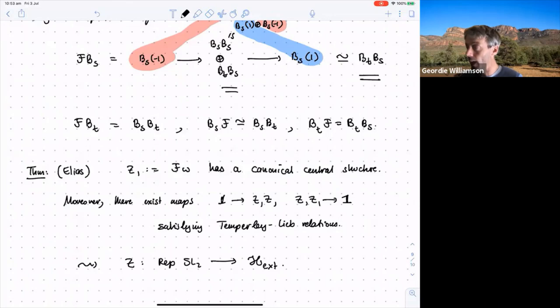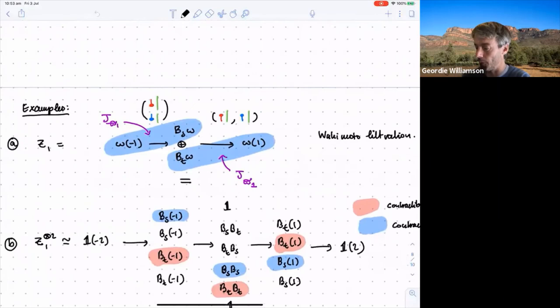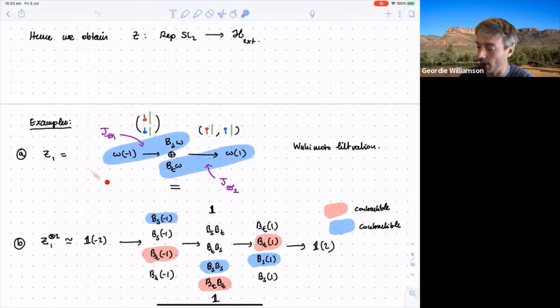And I just want to show you some examples from the notes. So the first example here, this is the complex that we just wrote down. So this is F omega. And you can see that its Wakimoto filtration is manifest. So this is a Wakimoto sheaf, and this is a Wakimoto sheaf. And this is not a direct sum of complexes. The differentials mix up these two, but this is an extension of these two Wakimoto sheaves, and these weights are precisely the weights in the natural representation.